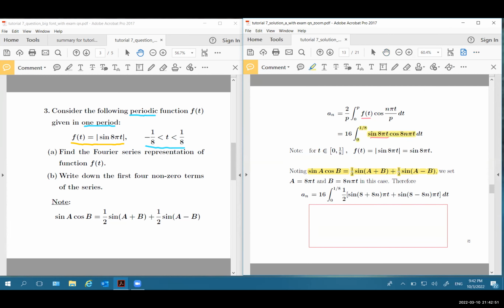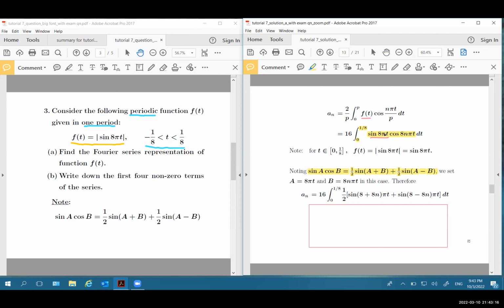How do we do this integration? You know, sine 8 pi t, cosine 8n pi t, right? How to integrate? Now here, to integrate, you need to use some trivial formula that's given. Actually, they give this in the question. This formula is given in the question. So I will apply this.